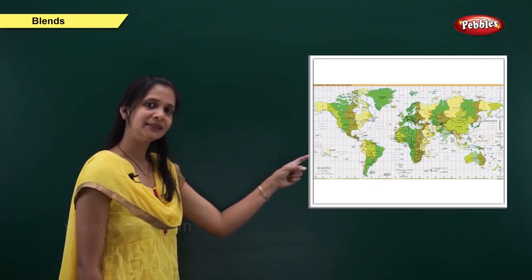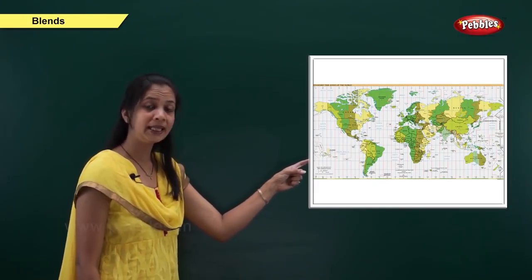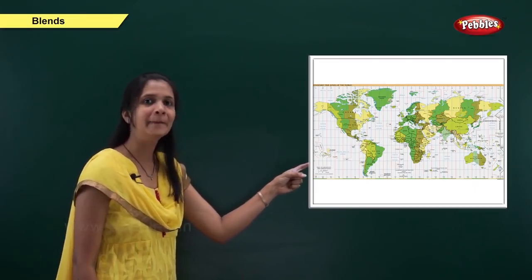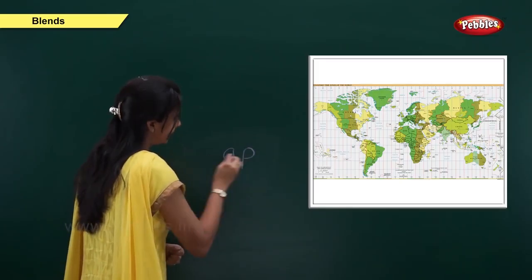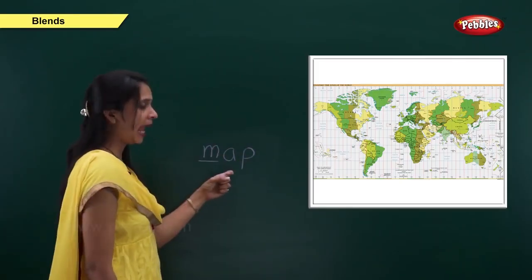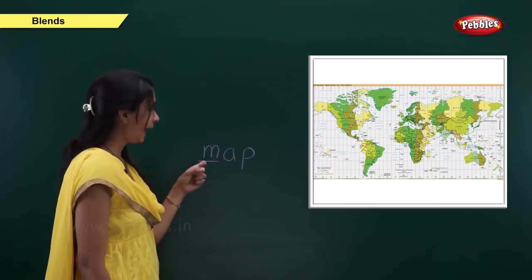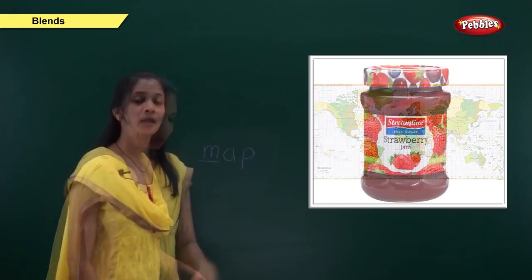What is it? Yes. Map. Okay. So beginning sound of it? M. So here M-A-P. Map. M-A-P. Map. Okay. Now what is it?